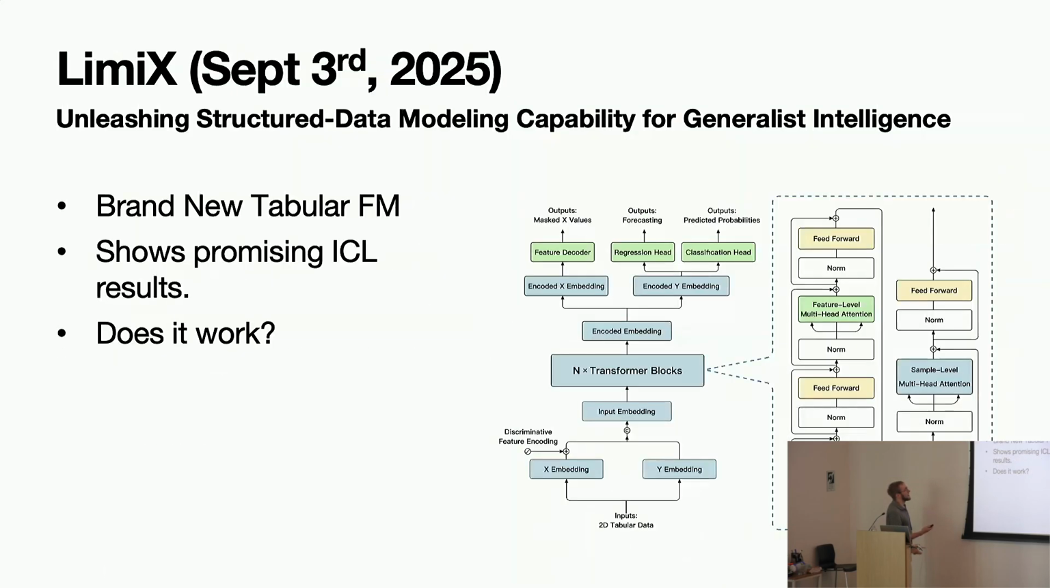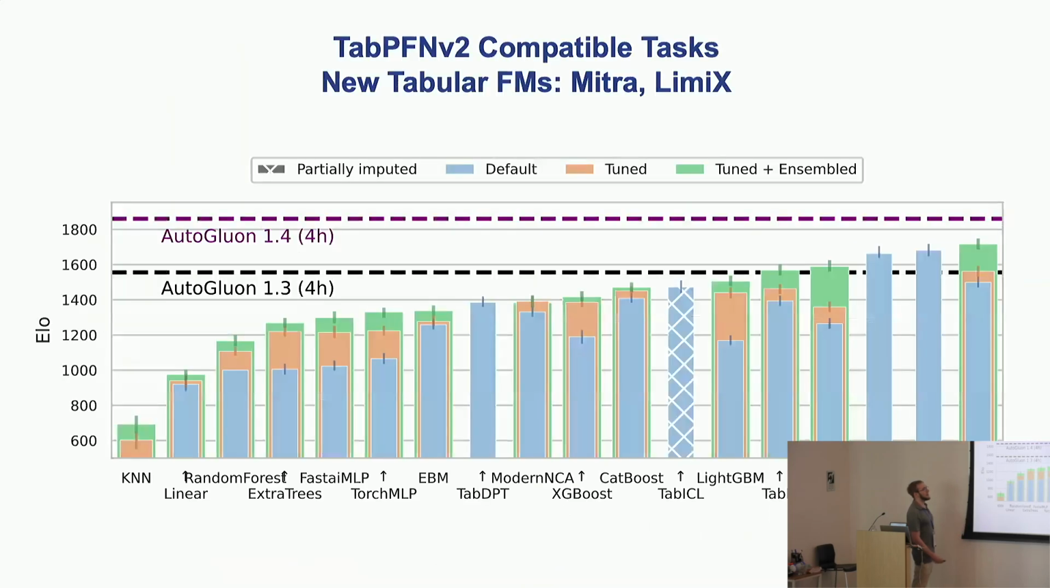And then on top of that, just last week, as Frank said, LimiX came out, a brand new tabular foundation model that shows promising results. Does it work? Well, we can find out very quickly. We just add it to TabArena, run it, and we have our result. And so this is the current status of the leaderboard right now.